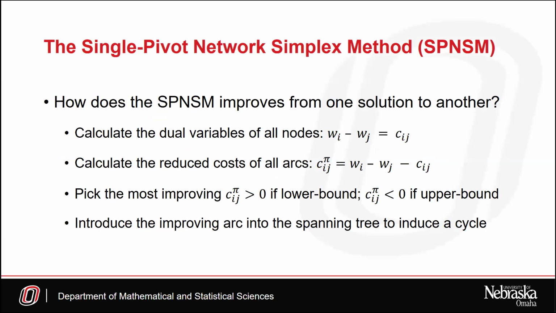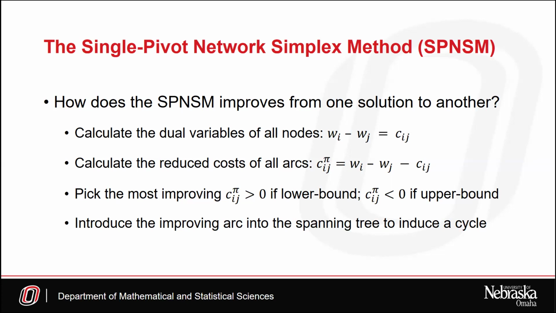So how does it improve from one solution to another? Well, we calculate the dual variables of all the nodes, because each node has an associated dual variable. We solve this by arbitrarily picking a node to have a value of 0. Traditionally, we make this the root node, and then we take that fixed value and solve down the whole tree. Then we calculate the reduced cost of all arcs not in the tree. So we have what we call non-basic and basic arcs. Basic arcs are arcs within the tree, and non-basic arcs are arcs not in the spanning tree solution.